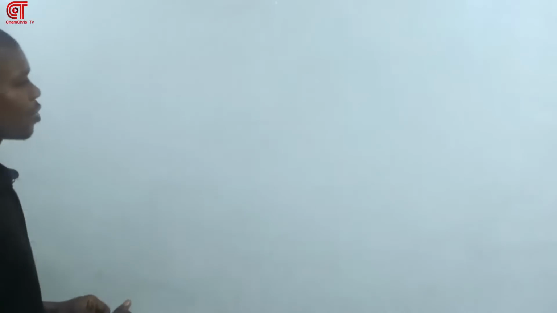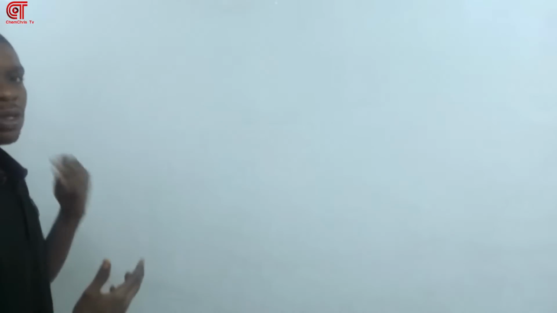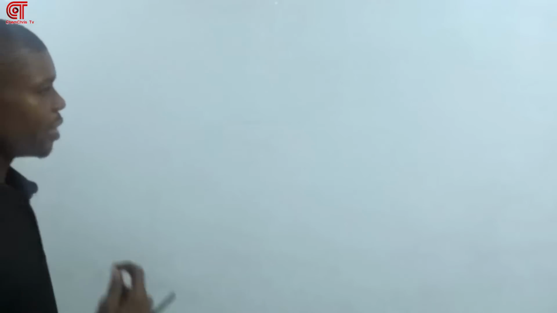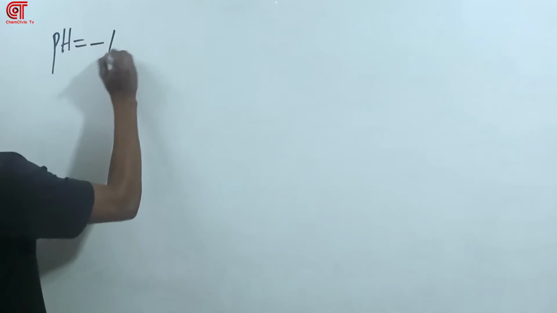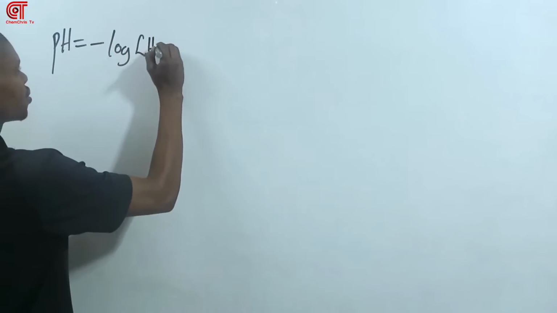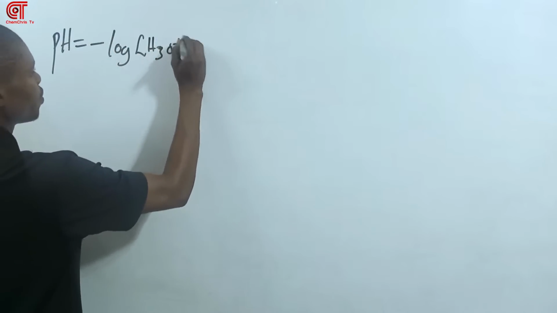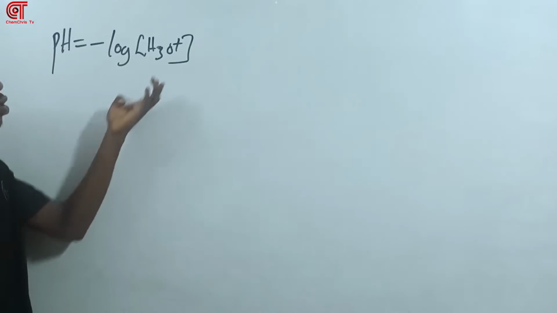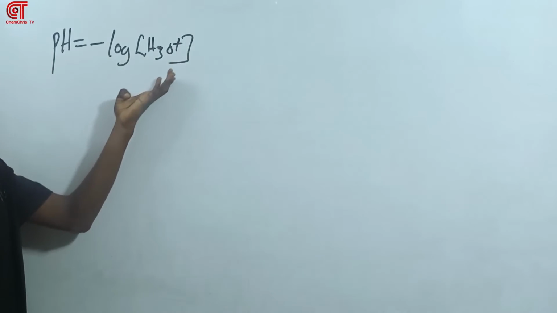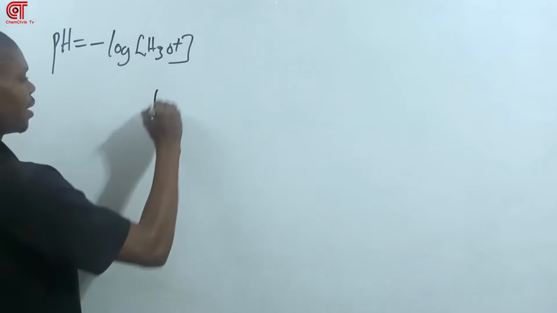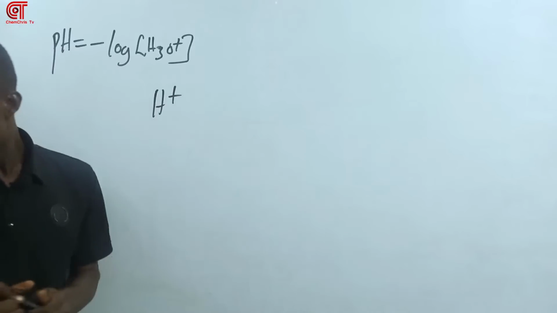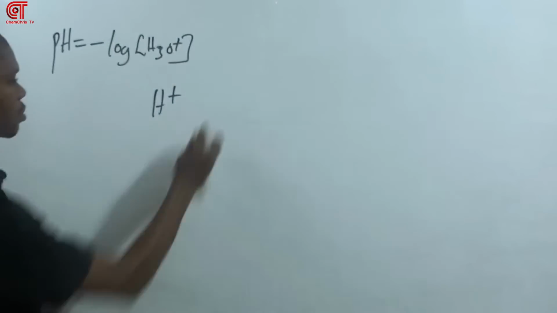Before you can start solving questions related to the pH of strong acid and strong base, you really want to master some basic formulas. Here we have the first one: pH equals minus log H3O plus. This is the concentration of the hydrogen ion, or proton. At times you also see it as H plus. Whichever way, they are the same thing.